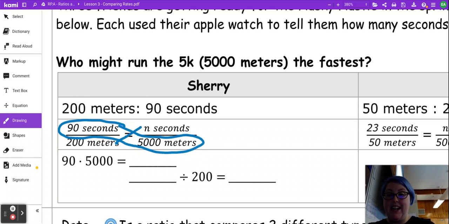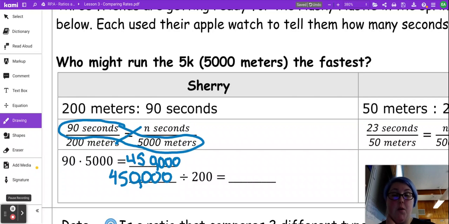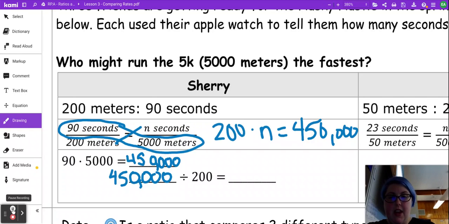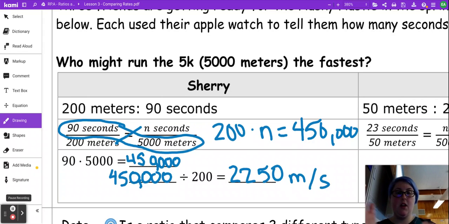So we're going to start with the 90 times 5,000. That will give you 450,000. We're going to carry that same number down, that 450,000. We're going to divide it by 200. And the answer is 2,250 meters per second. So your job now is to figure out, is Sherry the fastest or is Terry?